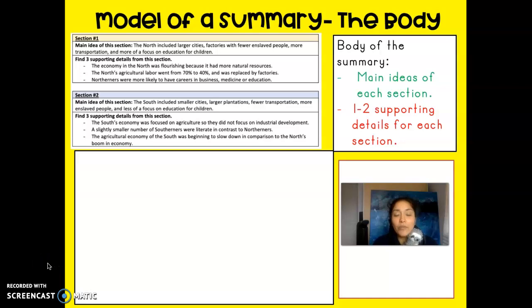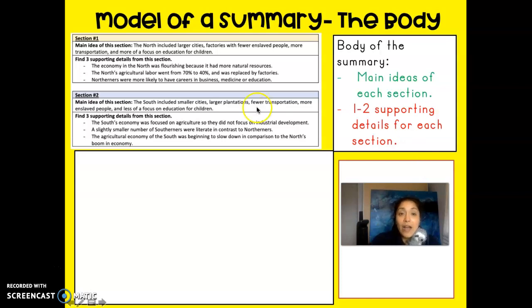All right, so now that we've written the first sentence of our summary, the next step is to write the body of the summary, like the main part of the summary, not the first sentence anymore. The main part of a summary includes the main ideas of each section of the text and one or two supporting details that support those summaries.